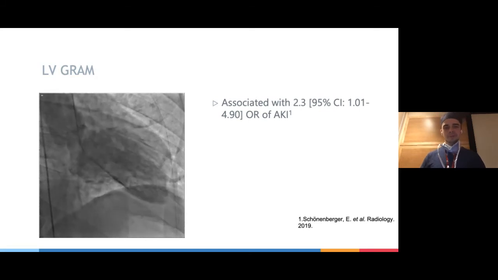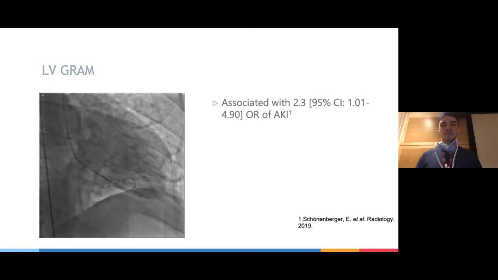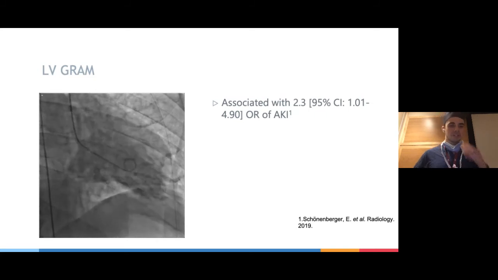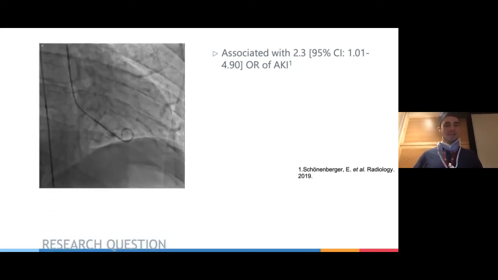This is a paper from 2010. There's more data on the topic, but in general, if you perform an LV gram, you increase the likelihood that your patient is going to have kidney injury after the procedure.